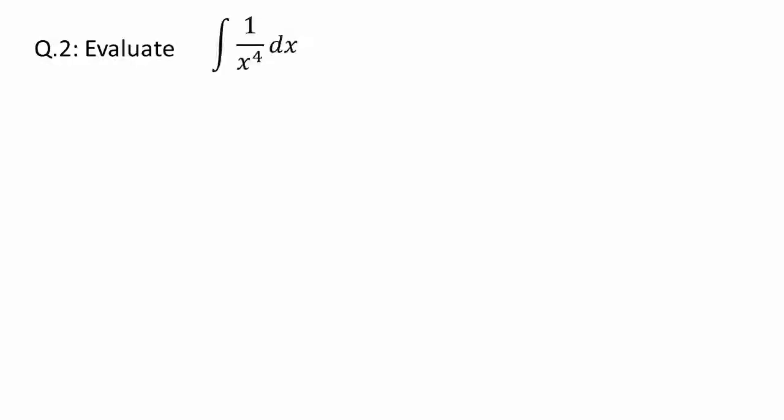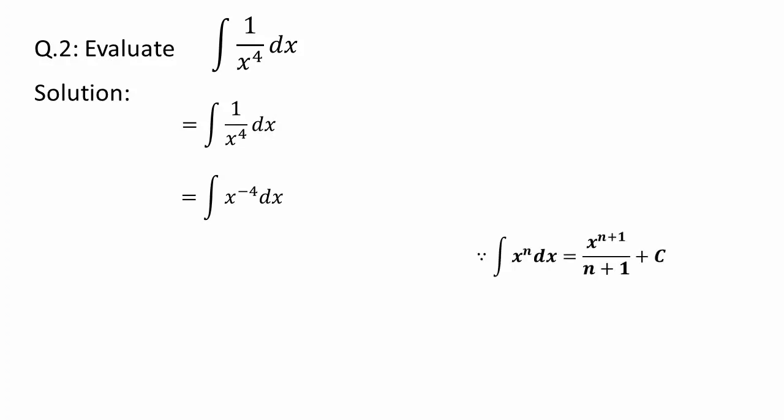Next question, evaluate the integral of 1 over x power 4 dx. So 1 over x power 4 dx we can write as x power minus 4 dx. Now by using the power rule of integration, integration of x power n dx is equal to x power n plus 1 divided by n plus 1 plus c. Same here, x power minus 4 plus 1, we get x power minus 3 divided by minus 4 plus 1, which is minus 3, plus c. Here the power of the variable is minus 3, so we can write it in the form of minus 1 over 3x power 3 plus c.